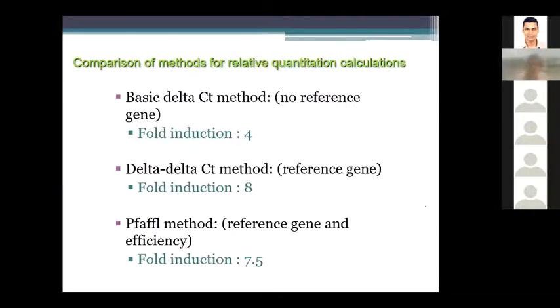When we compare the methods of relative quantification calculations, we found that in the delta CT method, with no reference gene, the fold induction is 4. The fold induction is 8 in the case of the delta CT method. And the Pfaffl method is a good and efficient method because it includes both the reference gene as well as the efficiency of the primer. We got the final fold induction of 7.5.